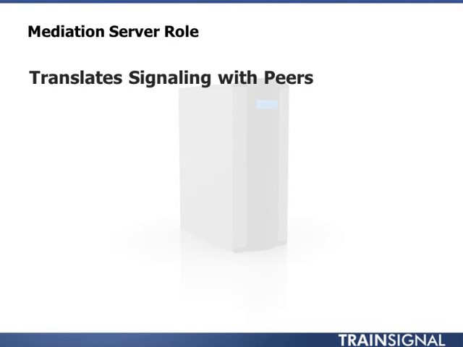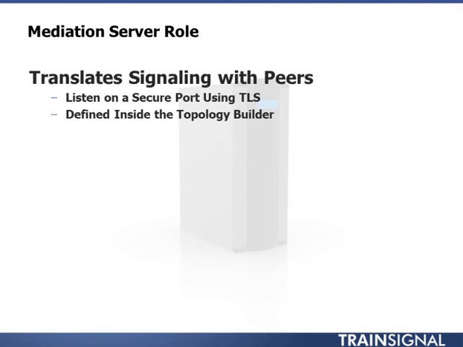The mediation server is typically configured to listen on a secure port using TLS. To define the port that your mediation server is going to listen on, you define these settings inside of your topology builder. Any of the qualified gateways in the Open Interoperability program will support TLS, but they can also be enabled for TCP-based connectivity also. When you're coexisting with a PBX like we have at Carve Rock Fitness, the mediation server will also handle calls going or coming from the PBX.